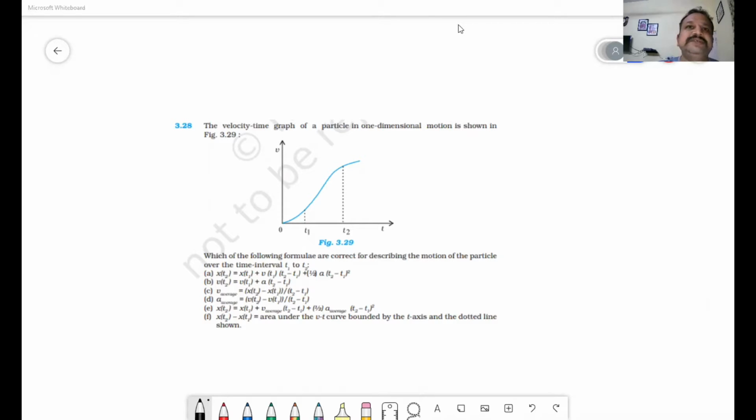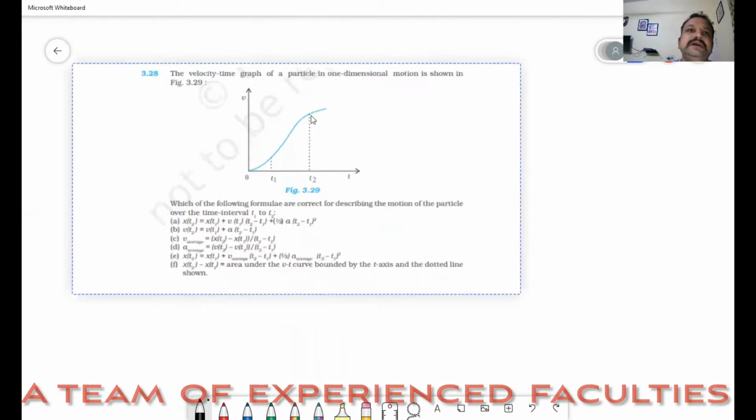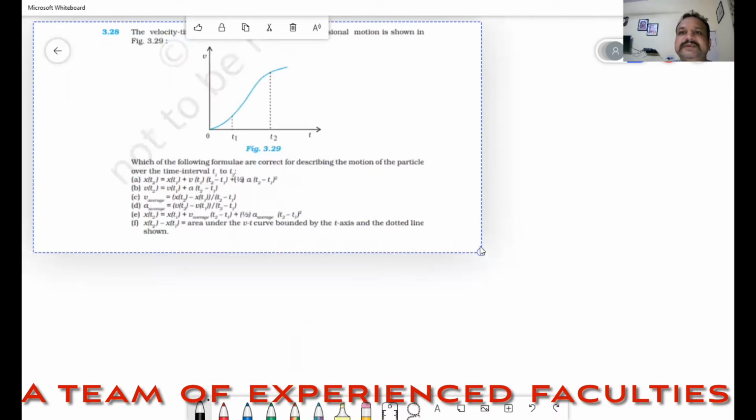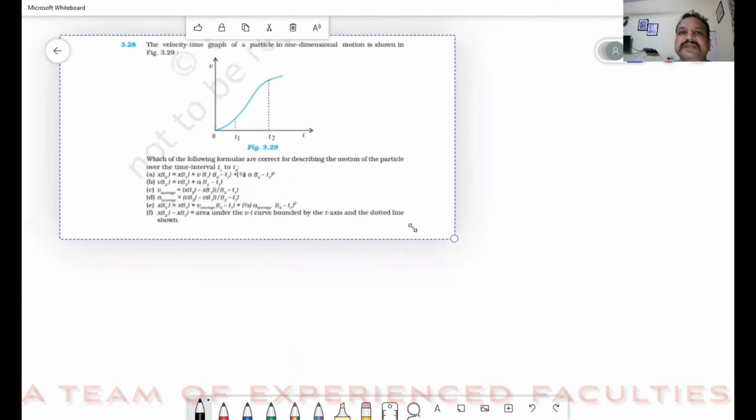Now we are going to discuss this particular problem. So before starting this problem, first we need to understand velocity. If a velocity time graph is given to us, then how much information can we get from this particular graph? So if I talk about the information related to the velocity time graph, I'm just explaining some of the things related to it.